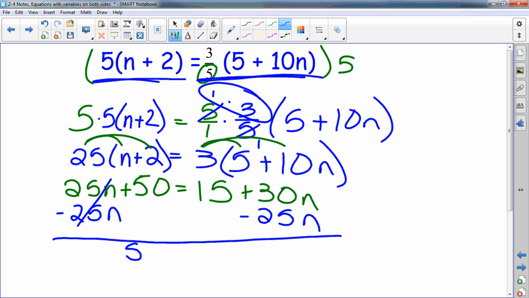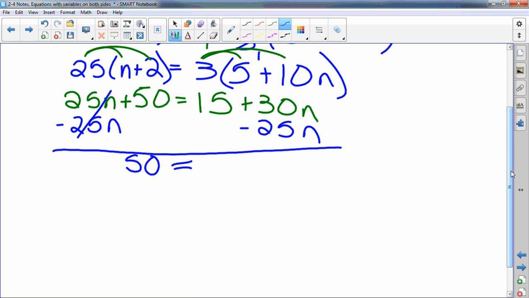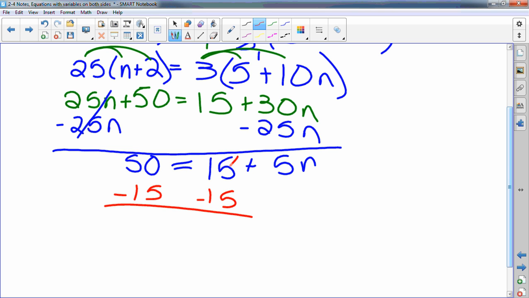So I have 50 equals 15 plus what's 30n minus 25n? 5n. And what else is there? Positive 15. Now I'm going to subtract 15 from both sides. Good, Nick. So I have 50 minus 15 is 35 equals 5n. Then divide that by 5, that would be 7. Very good. Divide it by 5 and that gives you 7. You with me, Ruki?